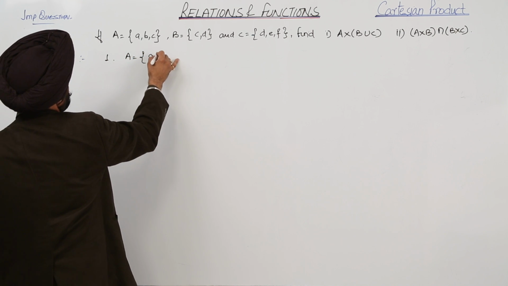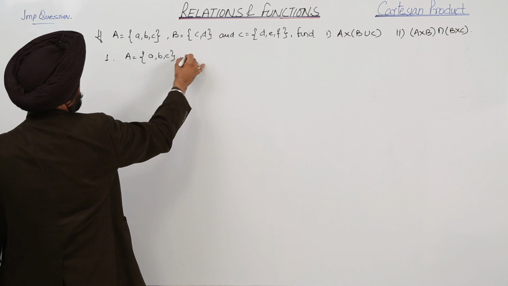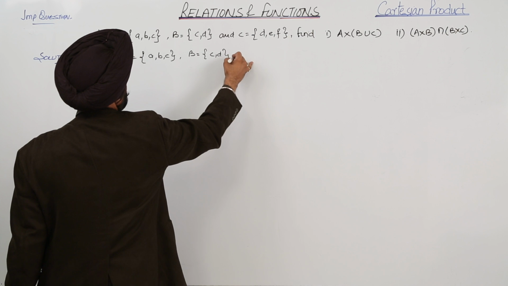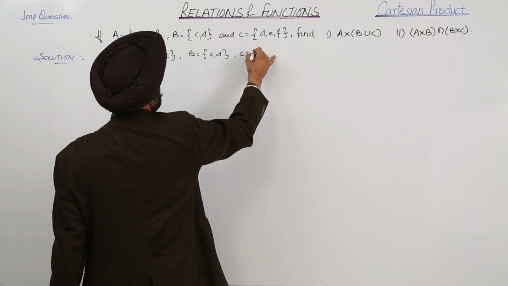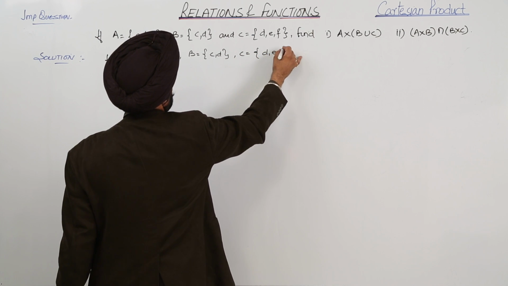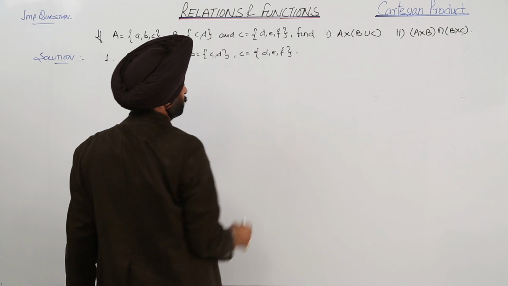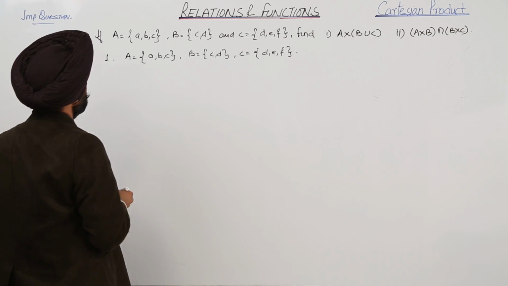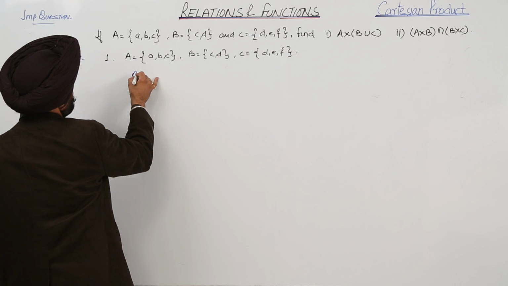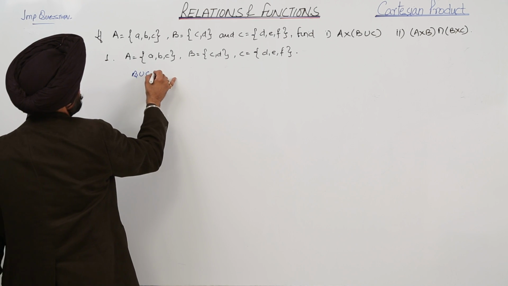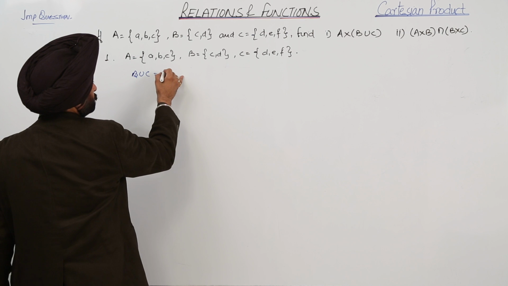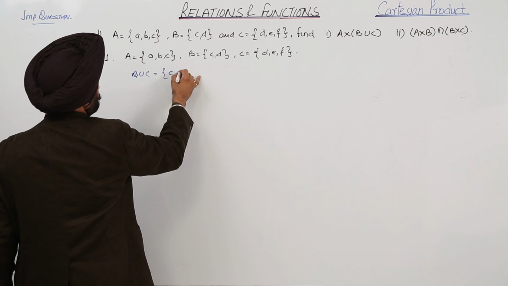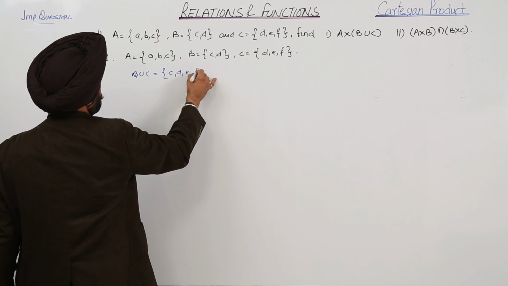A is equal to {A, B, C}, B is {C, D} and C is {D, E, F}. Now first thing which we have to find is B union C. B union C is equal to {C, D, E, F}.